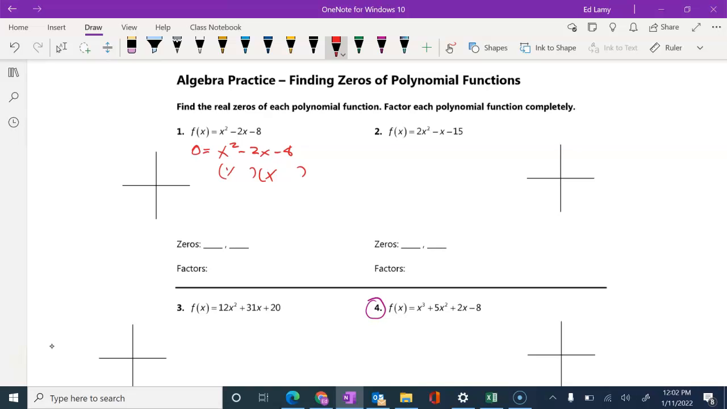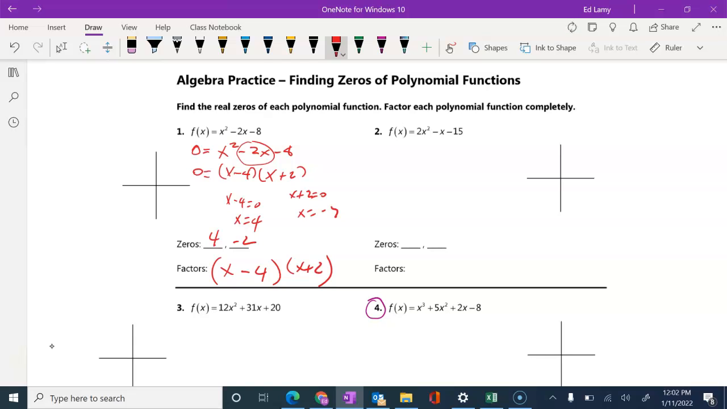Put an x in each. The factors of 8 would be -4 and +2, because the outer product is 2x, the inner product is -4x, and they combine to be -2x. So that's factored. Set each factor equal to 0: x equals 4, that's one of the zeros. x plus 2 equals 0, x is -2, that's another zero. The factors: x minus 4, x plus 2.